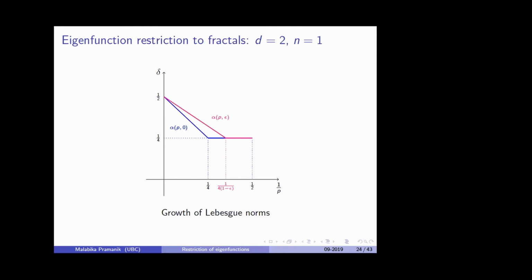So here's our old picture again with an overlay. The blue line indicates the Burq, Gerard, Tzvetkov, and Hu bound when epsilon is equal to 0. Remember, the transition there happened at p equal to 4. Now we are working in the fractal setting where the dimension is n times 1 minus epsilon, so the dimension is 1 minus epsilon for some small positive epsilon. The line now lifts off a little bit, the one in pink, and the transition happens at 1/4 times 1 over 1 minus epsilon.